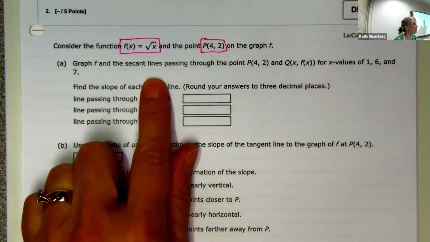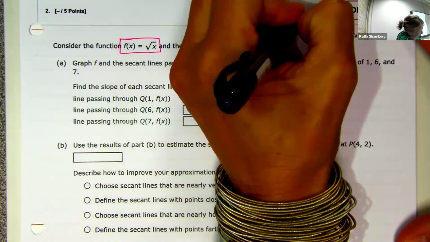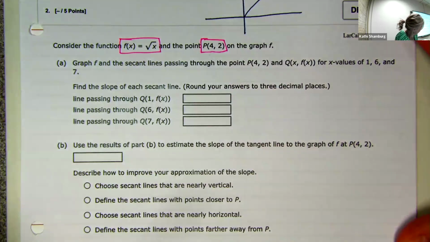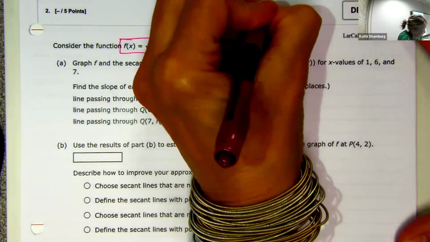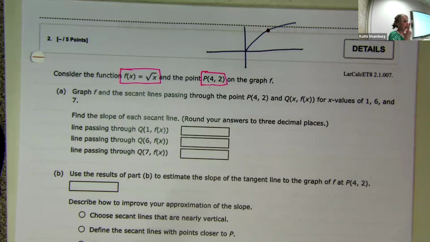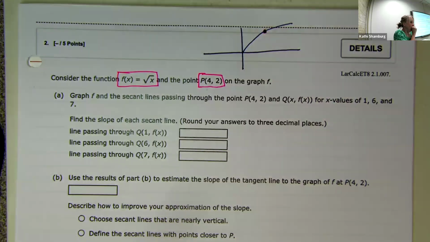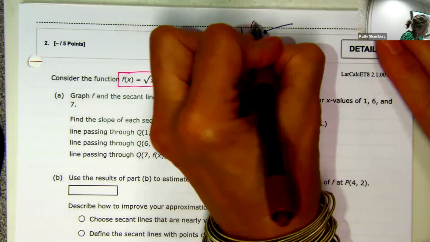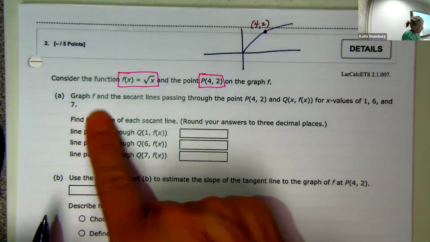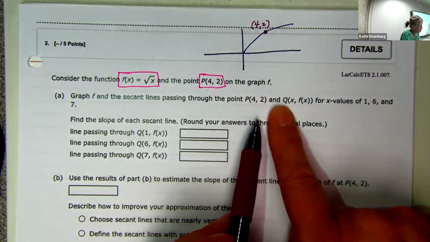Who can tell me the significance of when we know something is a secant line? Here's what I've got. Say this is 4, 2. What does a secant line do in relationship to this? It's a line, so I need to draw a line. It will intersect it in 2 points. Tangent line 1 point, secant line 2. So this is point 4, 2. It says the secant line passing through the point 4, 2 and Q.